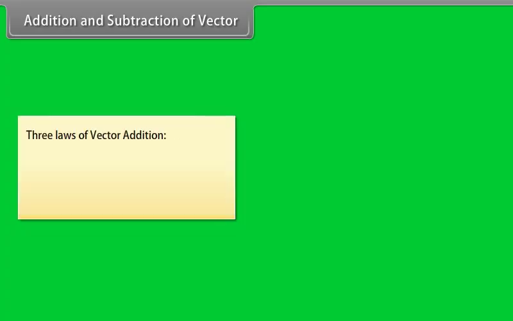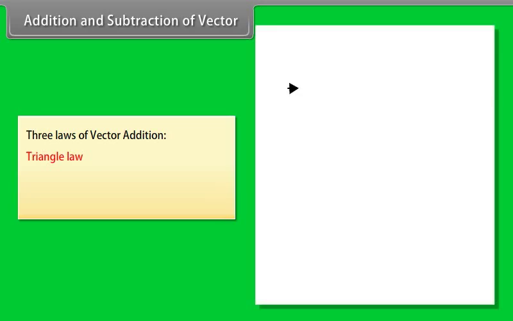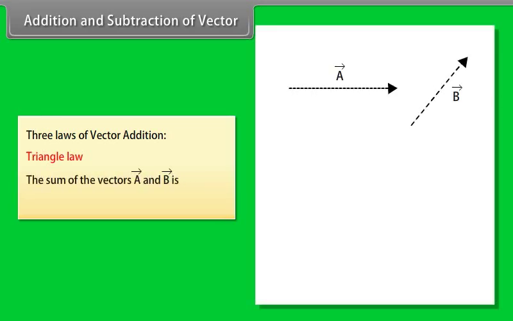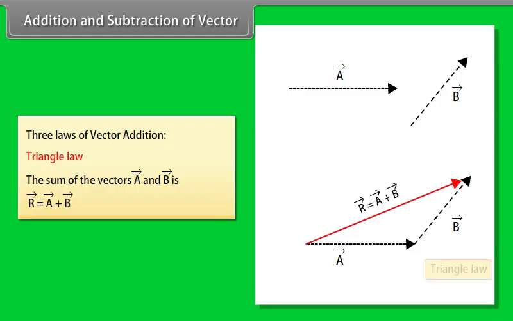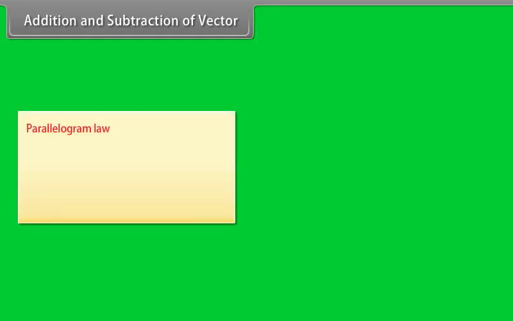Addition and subtraction of vector. Vector addition is done with the help of three laws. A. Triangle law. The sum of the vector A and vector B is R vector is equal to A vector plus B vector. B. Parallelogram law.